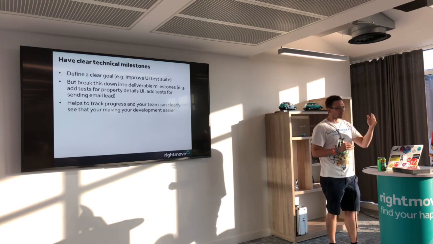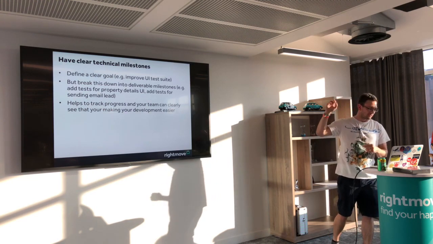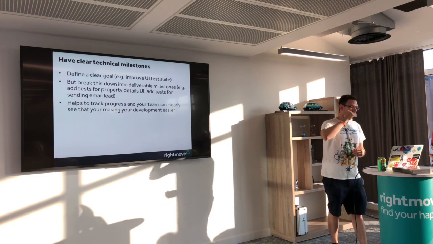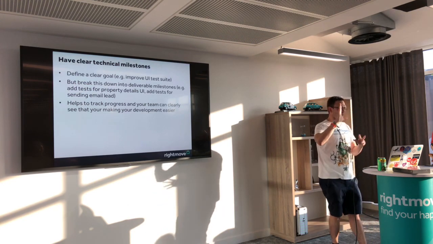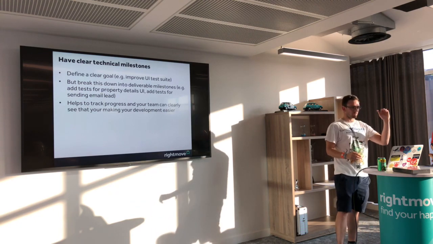Once we had that, we then broke it down into deliverable milestones. So okay, we don't have any tests for the property details page, we need to add that. We have some tests for email leads, we need to add that. And we put that into cards in an epic in Jira. And we're able to track our progress and slowly see that, yep, we're ticking things off and we're making things better.